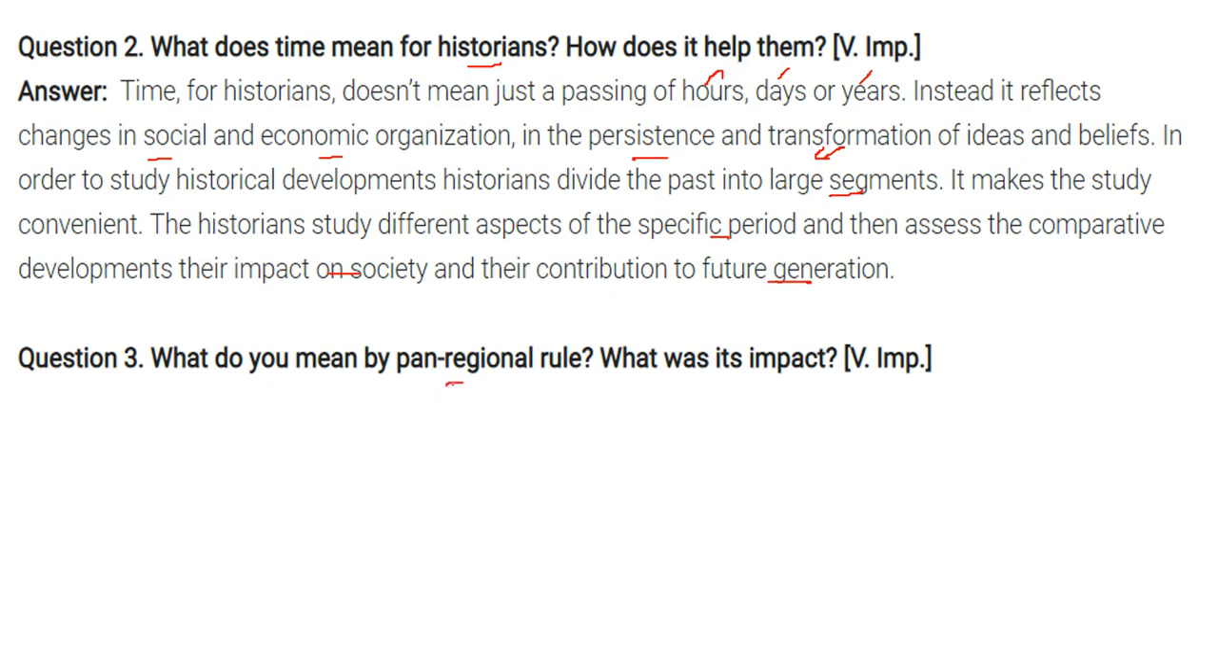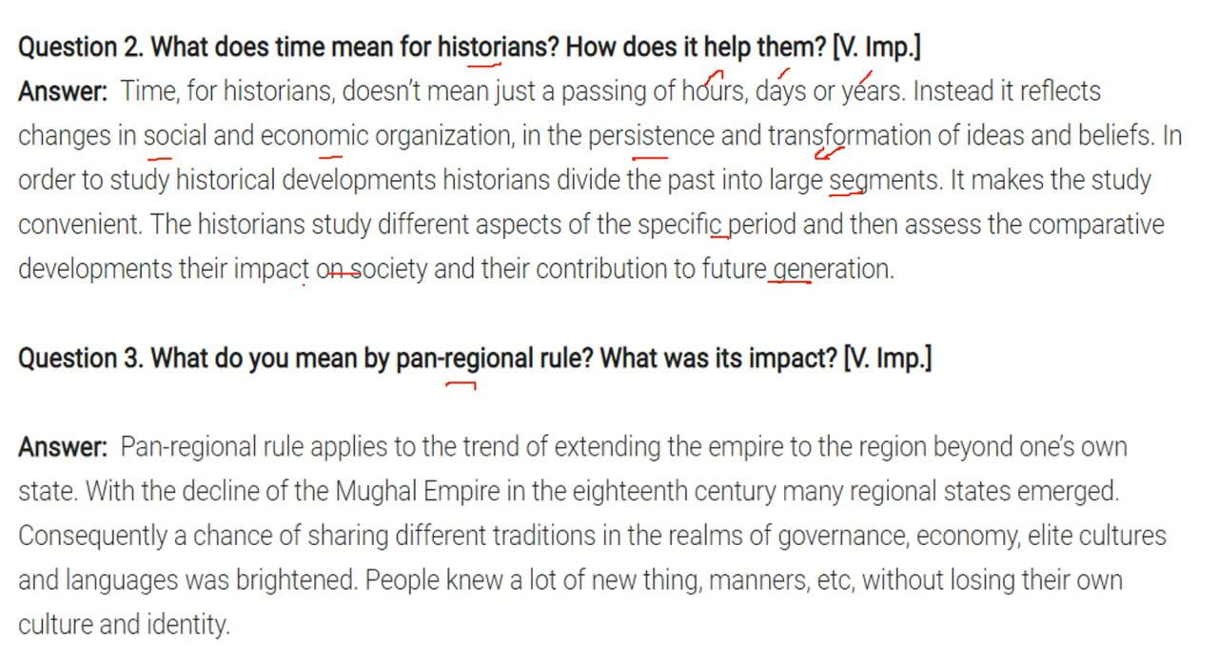What do you mean by pan-regional rule and what was its impact? Pan-regional rule applies to the trend of extending, pan means total, all there in totality, extending the empire to the region beyond one's own state. With the decline of the Mughal Empire in the 18th century, many regional states emerged. Consequently, the chances of sharing different traditions in the realms of governance, economy, elite cultures and languages were broadened. So people knew a lot of new things, manners, etc. without losing their own culture and their own identity.